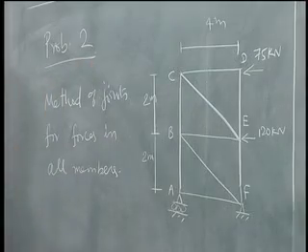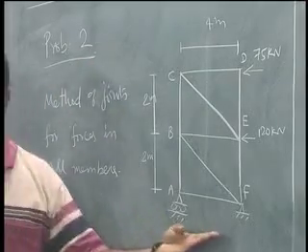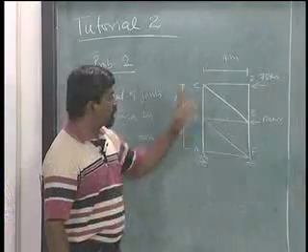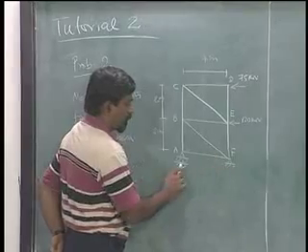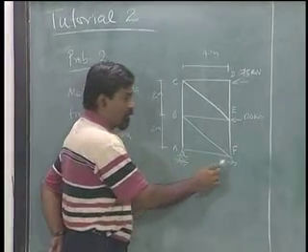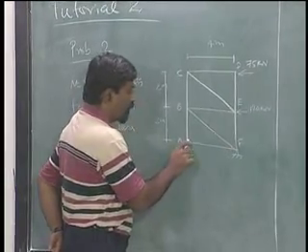Look at problem number 2. The problem is shown over here. There is a truss, as you can see here, there are 3 restraints, 2 here and 1 here.